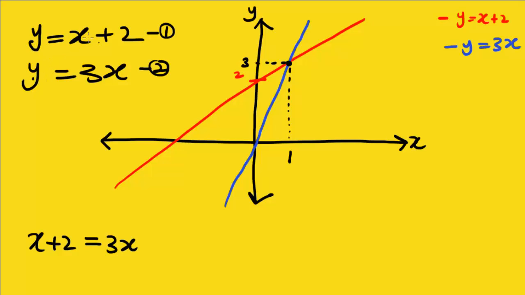And to find that point, you just say, okay, well, the y values are equal to each other. x plus 2 is 3x, because y is x plus 2 for the first graph and y is 3x for the second graph. And when you solve this, you get x equals 1. And using the fact that y equals 3x, y is 3 times 1, which is 3. So that's the idea.